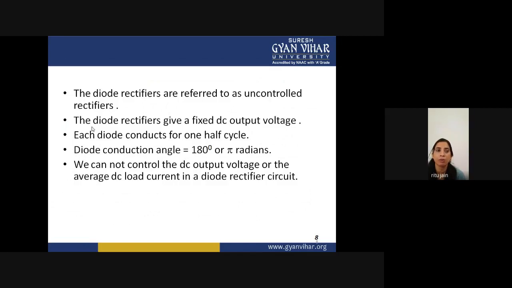The current flows in the diode from the p direction to the n direction, and it cannot flow in the opposite direction. That's why the diode conducts only for one half cycle. We cannot control the DC output voltage or the average DC load current in diode rectifiers. So this is all about the rectifier, or you can say the uncontrolled rectifier.